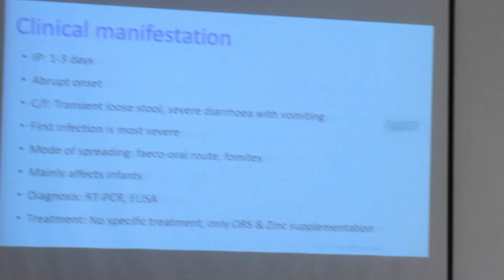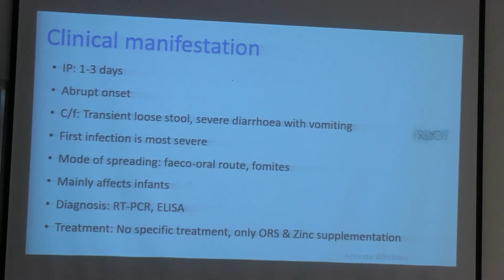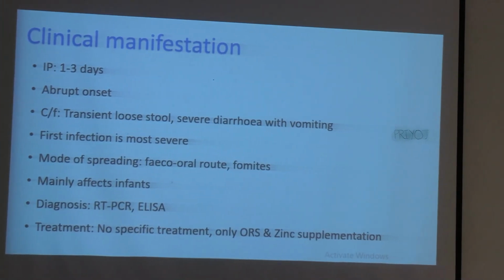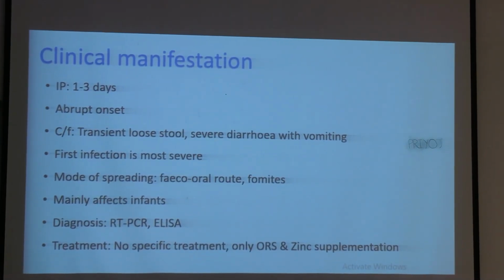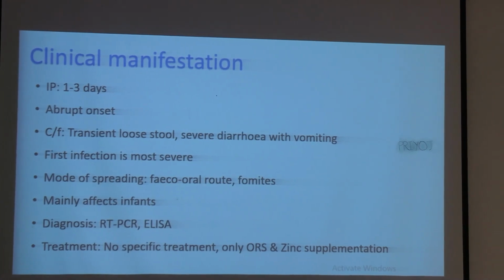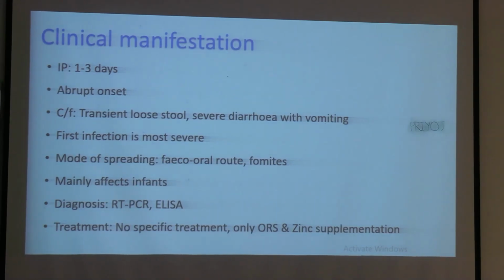Okay. A brief about the clinical manifestations. What is the incubation period? That is 1 to 3 days. The onset is usually abrupt. What are the clinical features? Some babies present with transient loose stool. Some present with severe diarrhea associated with vomiting. First infection of rotavirus is usually most severe. Later, in subsequent infections, the mortality rate is very much low, because some kind of protection after first infection usually appears in the body.